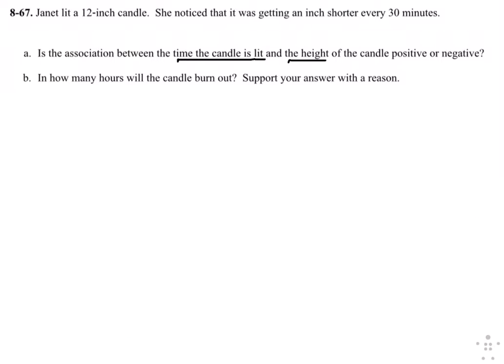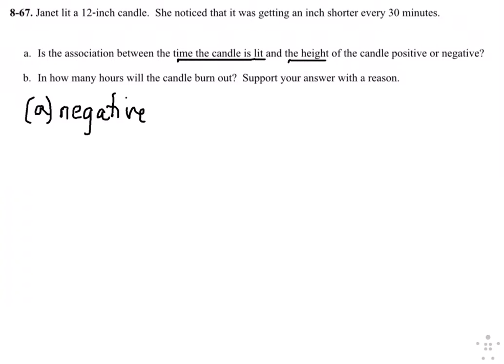So remember, positive would mean as the time it's lit increases, the height would increase. And negative means as the time the candle's lit increases, the height would decrease. And clearly the height of the candle decreases as the time it's lit increases. So A would clearly be a negative correlation, right?